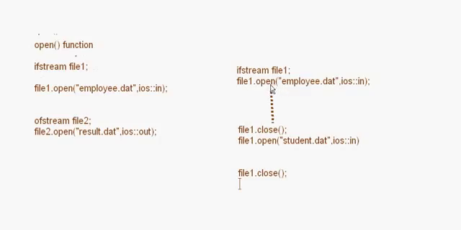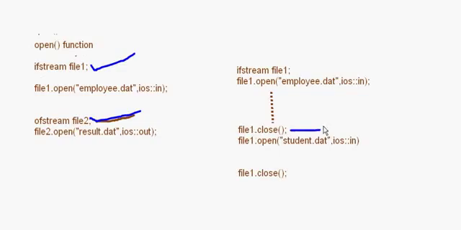I am opening an input stream file1 and I am using that object to open the employee.dat file, and we are doing some operations on that, right? Now I want to open one more file. Now instead of opening one more object like what I did in this case, where I am opening two objects, file1 and file2, supposing I want to use only one object, then we will do it like this.